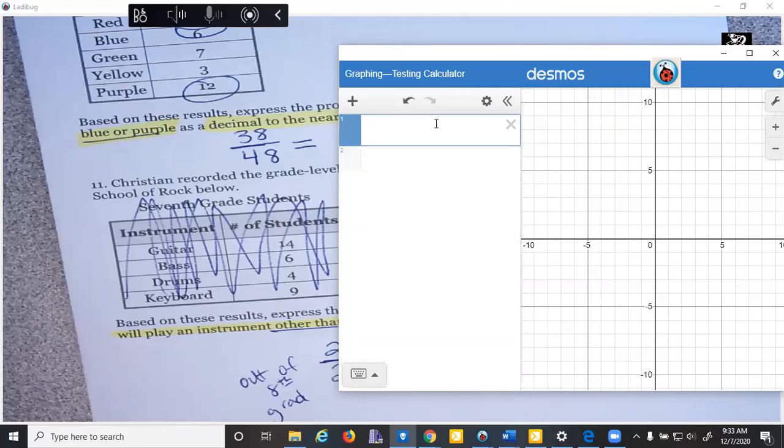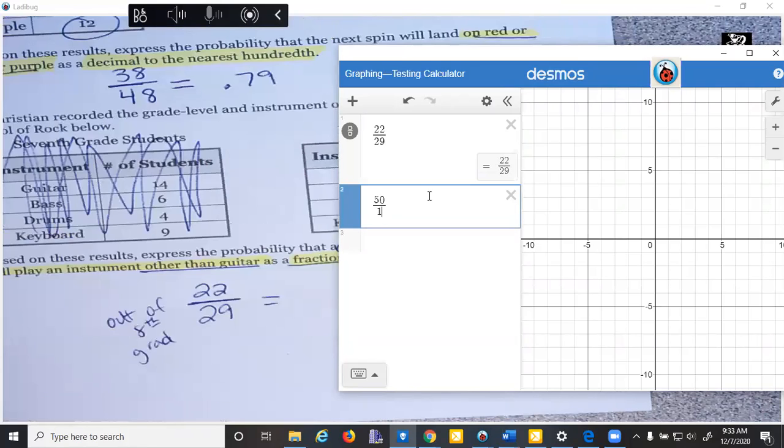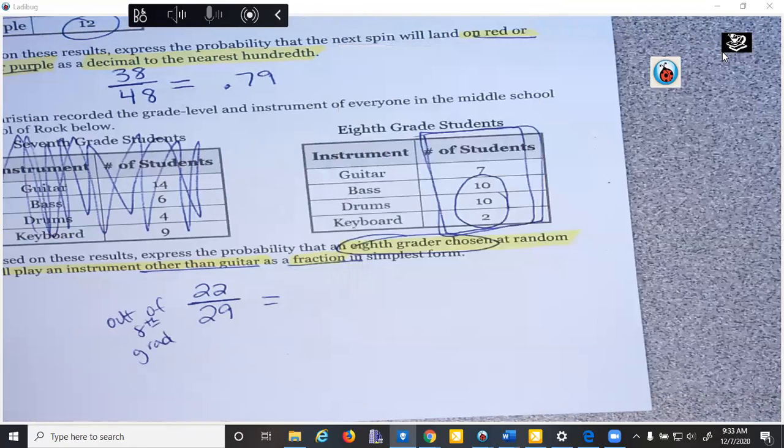All right, so 22 out of 29. And then here's how you reduce the fraction in Desmos. You hit the fraction on the left-hand side. You hit the fraction circle, and that will reduce it to its simplest form. So 22 over 29 is already reduced. For instance, let's say you had 50 over 100. If you hit this fraction, it will give you the reduced form. So 22 over 29 is your answer.